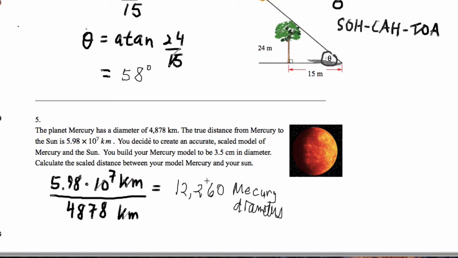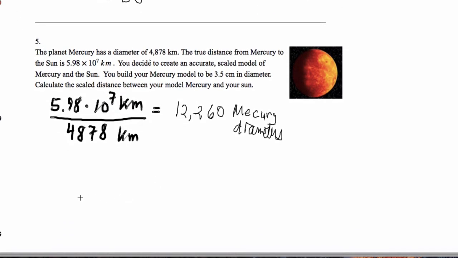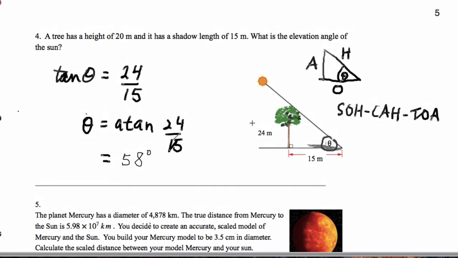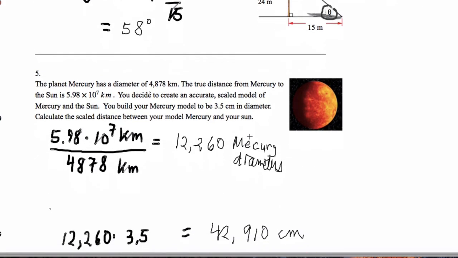And so if we want to know how long that is, we're just going to multiply by the distance. So 12,260 times 3.5 centimeters, and that's going to end up giving me 42,910 centimeters. There we go. All right, so that is the second page, and we'll work out page number 3 in the next video.